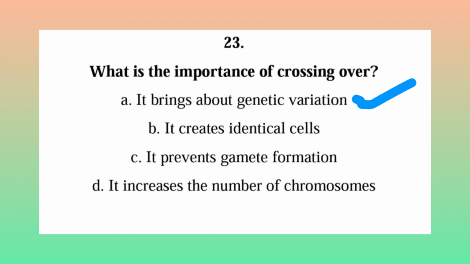variation. Crossing over, the exchange of genetic material between non-sister chromatids during pachytene stage of prophase 1 of meiosis, is crucial for generating genetic diversity or variation and promoting evolution by creating new combinations of genes in offspring. So, option A, it brings about genetic variation, is the right answer.